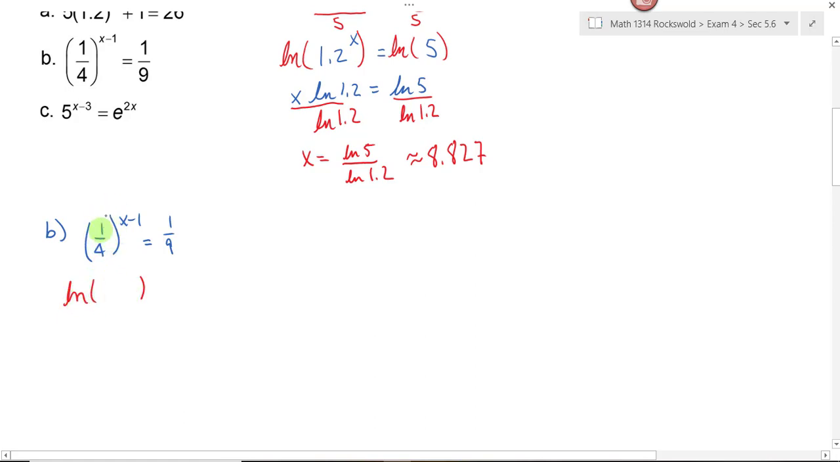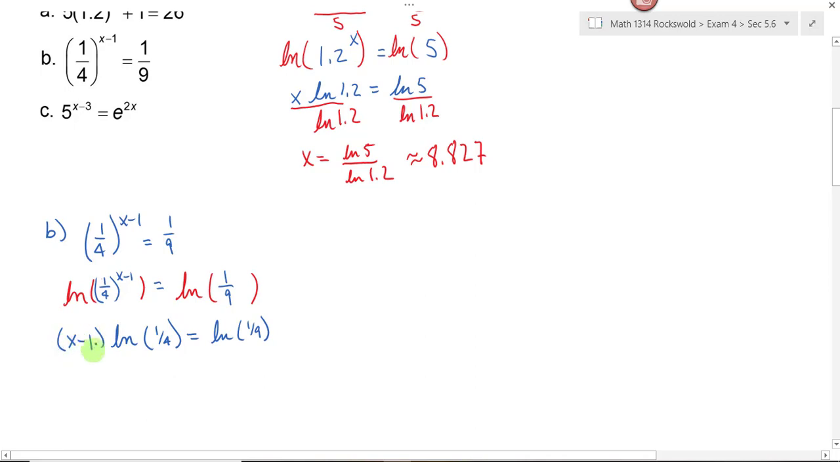So I'm going to take this side of the equation and set it equal to the natural log of the other side of the equation. So that's going to give me the natural log of 1/4 raised to a power of x minus 1 equals the natural log of 1/9. Now I can use my power rule. The power rule says that this exponent, x minus 1, comes down out of the exponent and I multiply it by the natural log of 1/4.